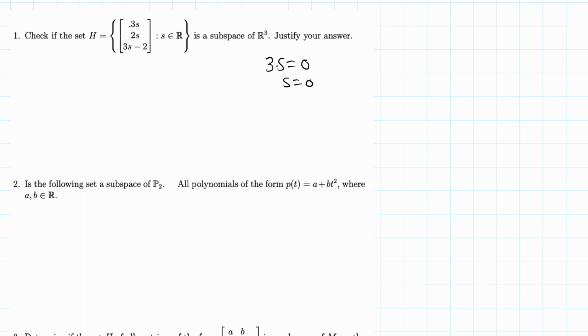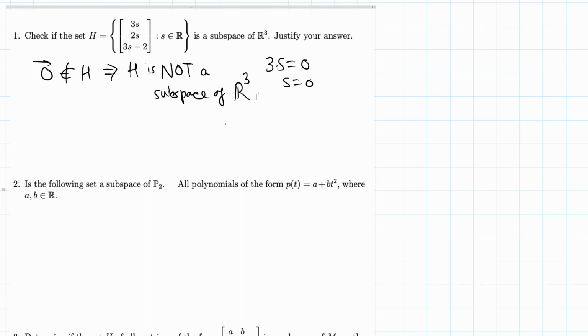Okay, so the zero vector in fact is not in H. Zero vector is not in H. That means H is not a subspace of R3, because we have three components. Not a subspace of R3.